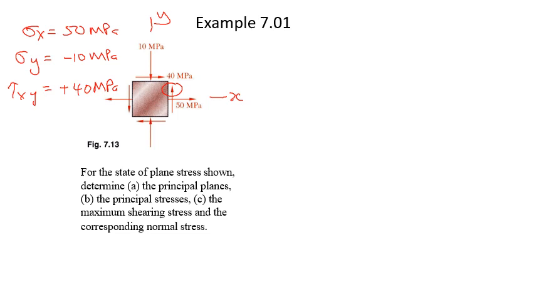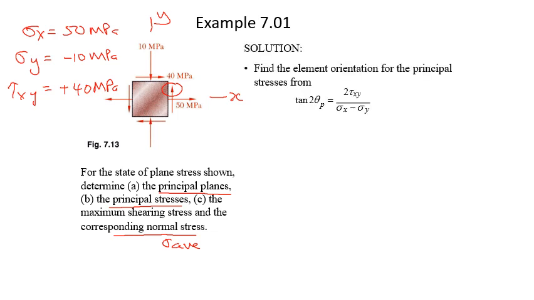So it's positive 40 megapascal, right? It says here, for the state of plane stress, determine the principal plane. First, he wants to know the direction of the principal plane, or in which direction you get the maximum normal stress, or principal stress. Then what is the value of the principal stress? And then the maximum shearing stress and the corresponding normal stress. This is sigma average, normal stress. So the solution steps given in the textbook: first, it says find the plane. That's the solution for question A.